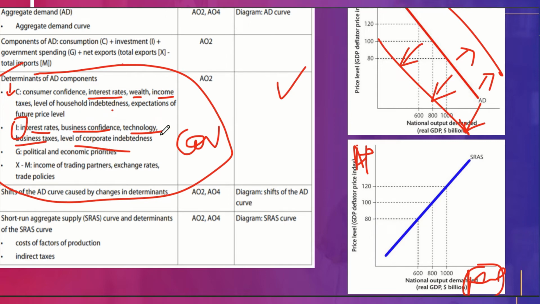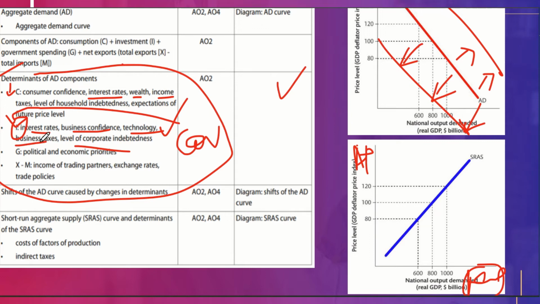And the next one is technology, one more factor which affects investment, and this investment will again affect aggregate demand. See, if there is advanced technology, meaning technological improvement, obviously investment will be more, and more investment will increase real GDP.